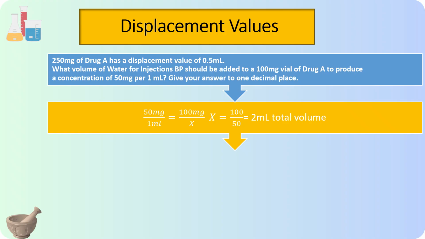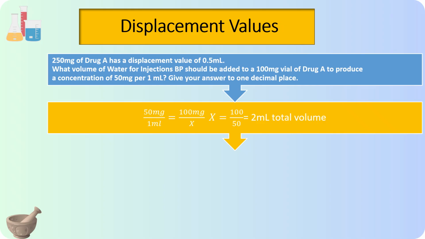The first step is to calculate the total volume of the solution. We need a 100 mg vial, and 50 mg is contained in 1 ml. So if we have 100 mg in X, X is the volume, equal to 100 mg divided by 50 mg per ml, so the total volume of the solution will be 2 ml.